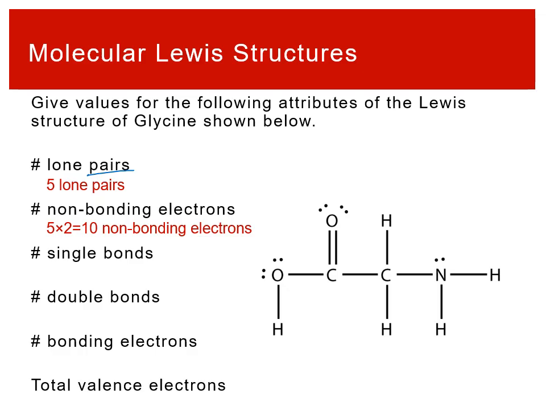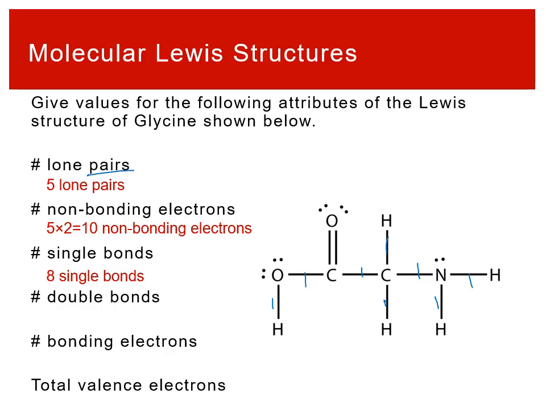So next, I could look at some other characteristics. How many single bonds do I have? And so when I'm looking for single bonds, what I want to look for is actual single lines between atoms, right? I do not want to count double bonds, which would be a pair of lines. So if I'm looking for single bonds, I have 1, 2, 3, 4, 5, 6, 7, 8. So I can see that I can count a total of 8 single bonds.